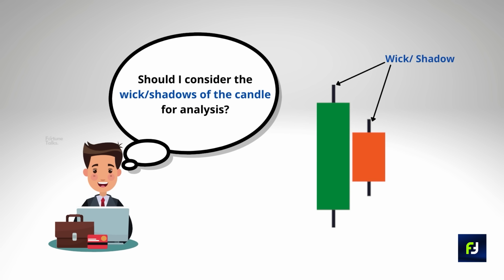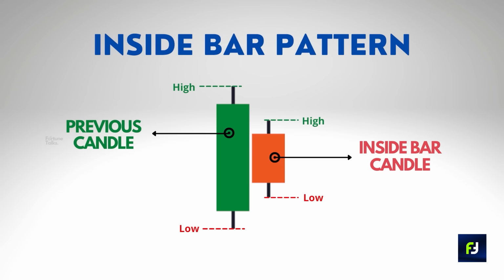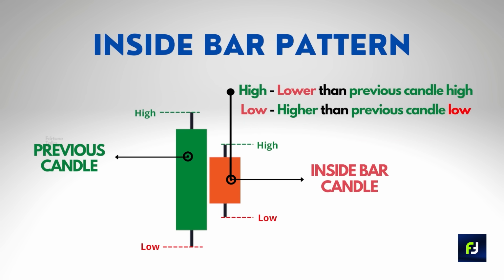To clear this up from the start, the inside bar takes into account the candlestick's shadows or the wicks also. This means that the high and the low, including the wicks of the inside bar candle, must be within the high and the low of the previous candlestick. To simplify this even further, an inside bar must have a high that is lower than the previous candle's high, and it should have a low that is higher than the previous candle's low, including the wicks.